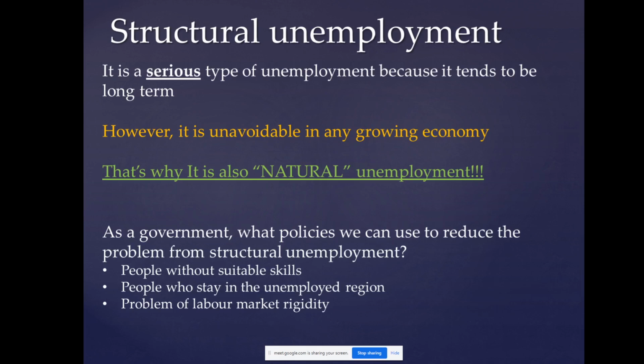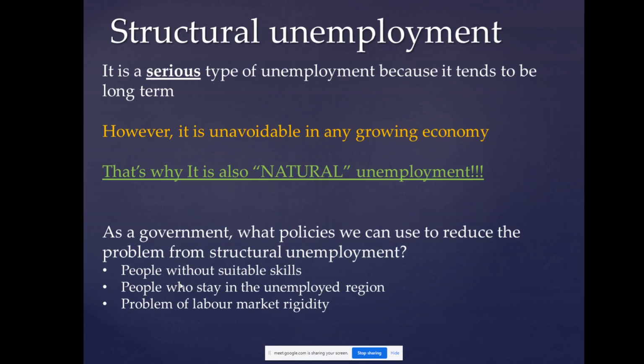What about the second one? We know that one of the reasons is people who stay in the same region, when there is a relocation of industry, will lose their jobs. So how can we help the people in the second point? Yeah, transport infrastructure, that's good. Provide jobs to those people. Right, and any more? Come on.